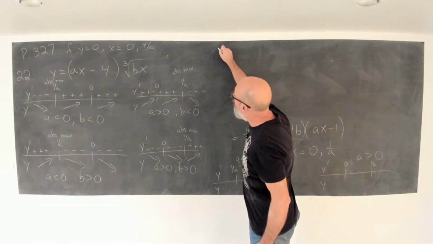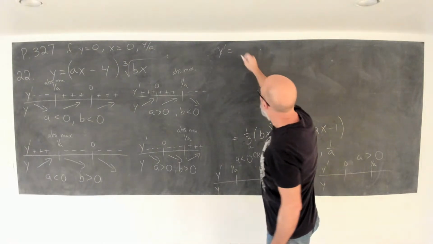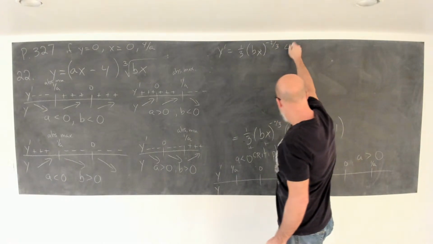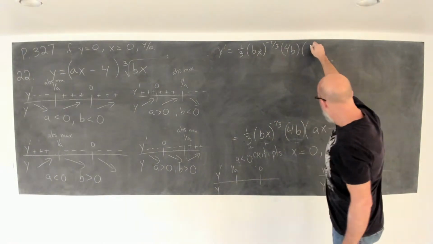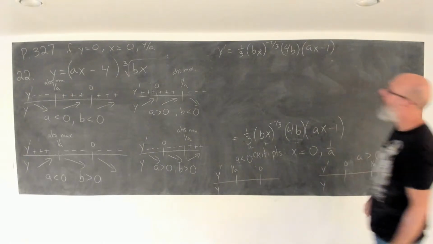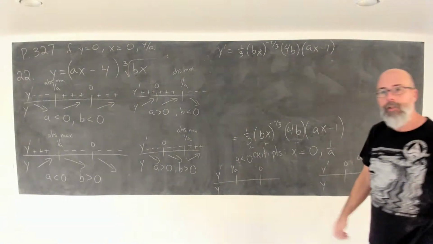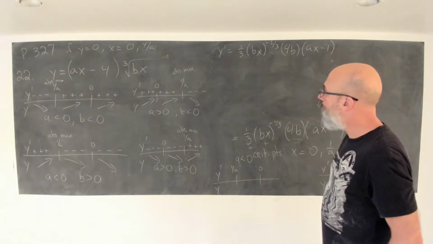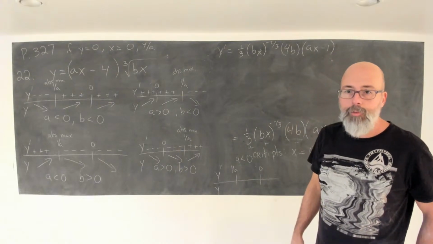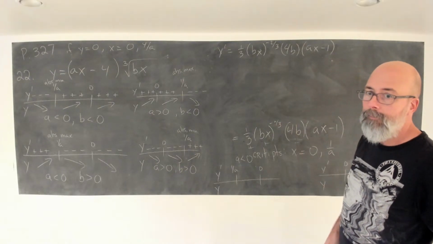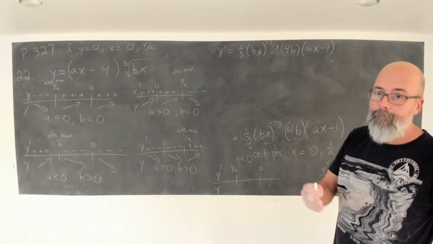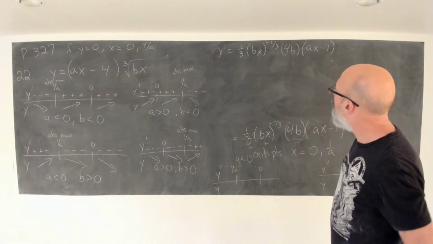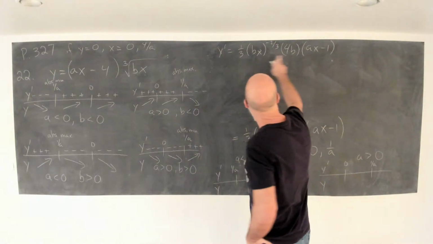Here was the first derivative: 1/3 bx to the negative 2/3 times 4b ax minus 1. We are going to have to do 4 graphs. Absolutely. Maybe more. We'll see, but let's not worry about that.